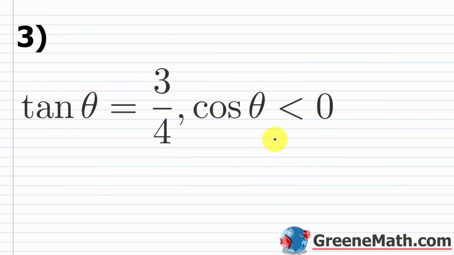All right, let's take a look at problem number 3 now. So here we have that the tangent of theta is 3/4 and the cosine of theta is less than 0, or you could say negative. So if we think about our tangent function, it's positive in quadrants 1 and 3. The cosine function is going to be negative in quadrants 2 and 3. So the overlap here is going to be quadrant 3. So let's say that theta is in quadrant number 3. And we can even write this down here. So we'll say that theta is in quadrant 3.